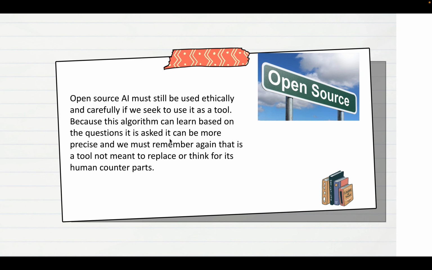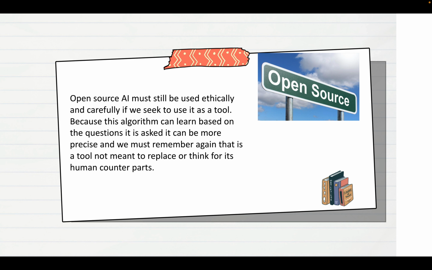This is the open source AI, which I found from an article. Open source AI must still be used ethically and carefully as we seek to use it as a tool because it is an algorithm that can learn based on questions it's asked. So that provides a more precise answer. Like if I were to open an open source AI and ask it the same question every day, I could probably get a different answer based on what it learns I want.